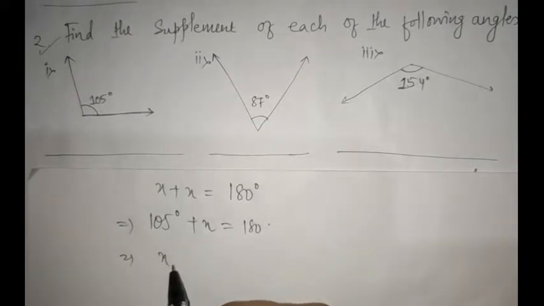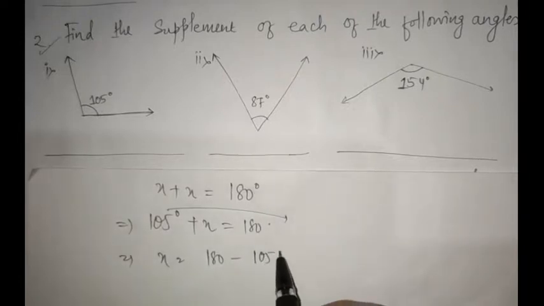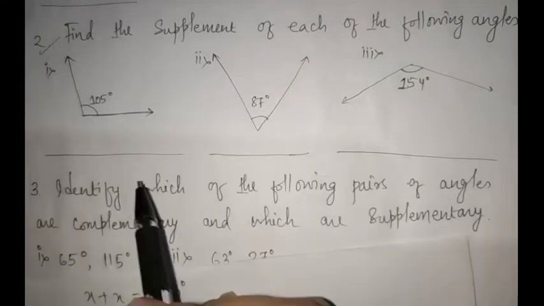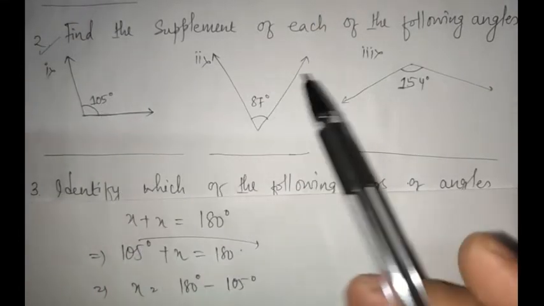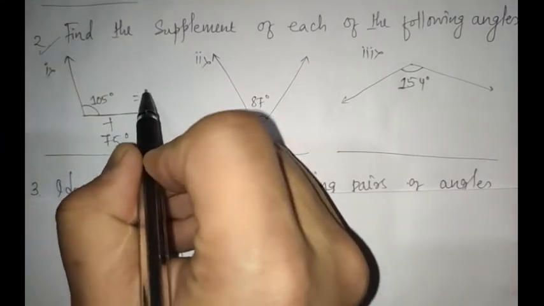So x is equal to 180 minus 105 degrees. 180 degrees minus 105 degrees results in 75 degrees. So your answer is the supplement of this angle 105 is 75, and if you add this, it will make 180 degrees.